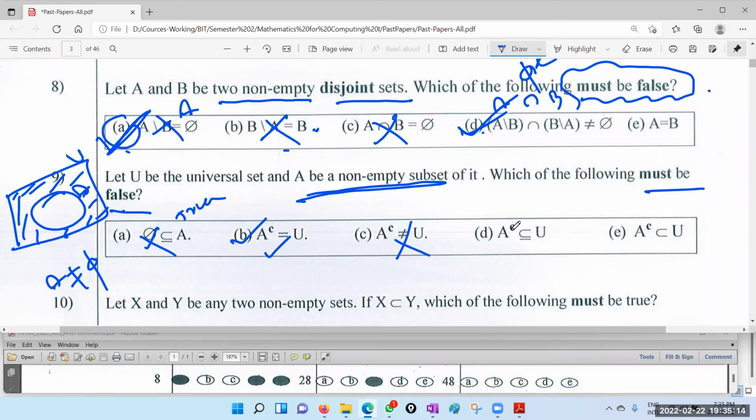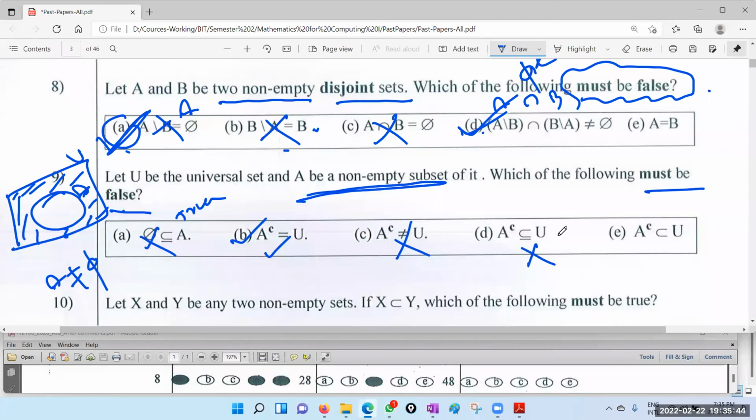What about this? A complement is a subset of U. Yes, definitely. A complement or A bar must be a subset of U. Can I say that it must be false? No. A complement must always be within U, because we are not interested in anything outside U. So therefore this must be true. So it is not the answer. What we need is must be false.